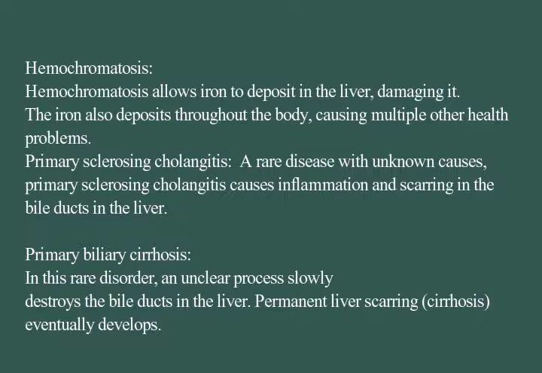Primary sclerosing cholangitis. A rare disease with unknown causes. Primary sclerosing cholangitis causes inflammation and scarring in the bile ducts in the liver. Primary biliary cirrhosis. In this rare disorder, an unclear process slowly destroys the bile ducts in the liver. Permanent liver scarring, cirrhosis, eventually develops.